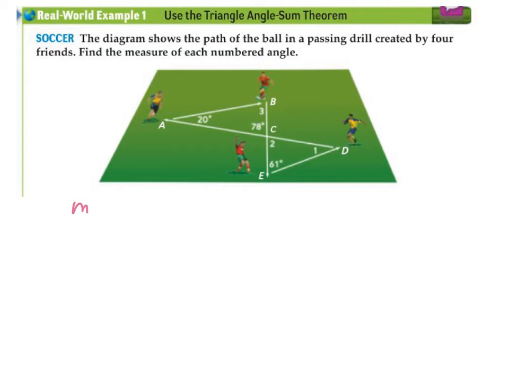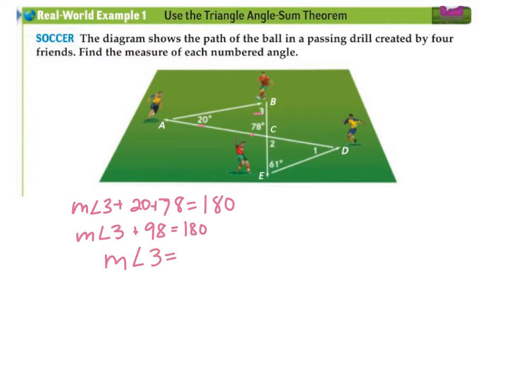So knowing my triangle sum theorem, the measure of angle 3 plus the other 2 angle measurements has to equal 180 degrees. So 3, 20, and 78 all have to add up to be 180 degrees. When we add these together, we're going to get the measure of angle 3 plus 98. So the measure of angle 3 is going to be 82. Okay? So that one's done.